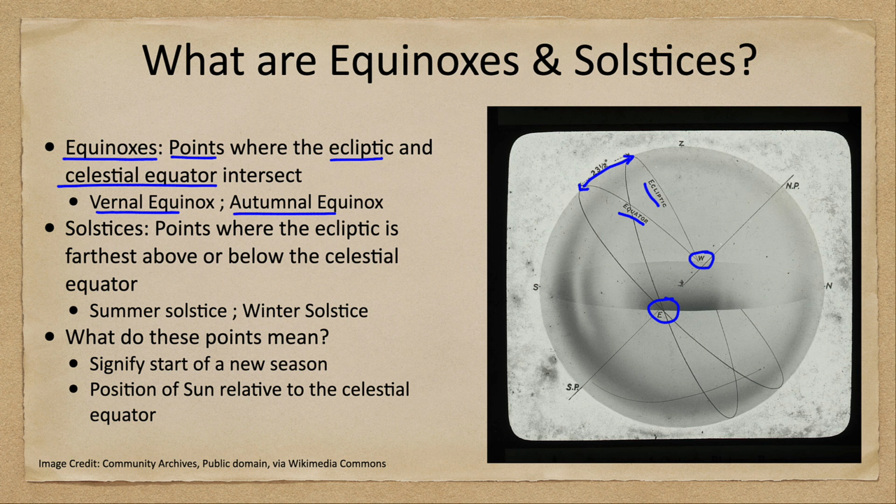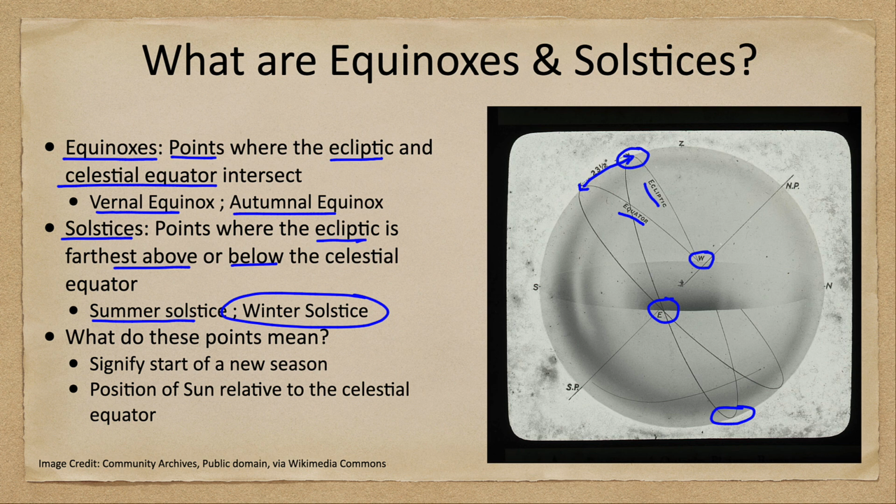Now, how about the solstices? Well, the solstices are the points where the ecliptic is farthest above or below the celestial equator. So you have the summer solstice when the ecliptic is far above the celestial equator, and you have the winter solstice when the ecliptic is farthest below. So the summer solstice here, the winter solstice as well, are just the points when the sun is farthest above or below the celestial equator.